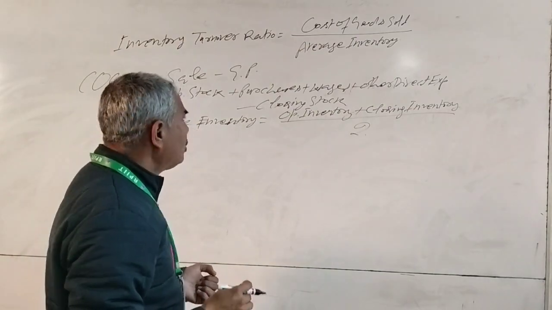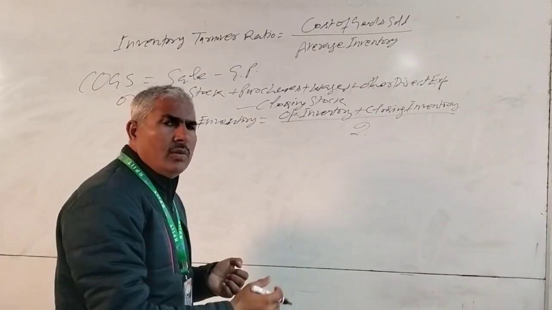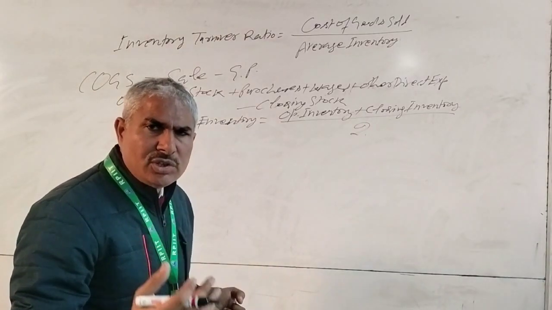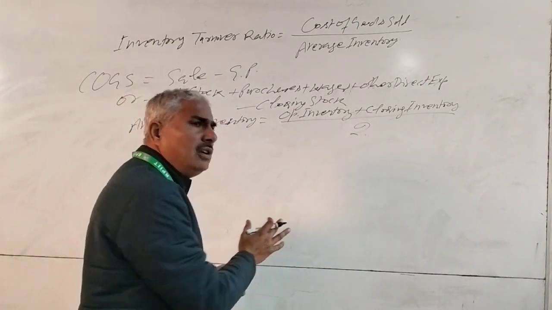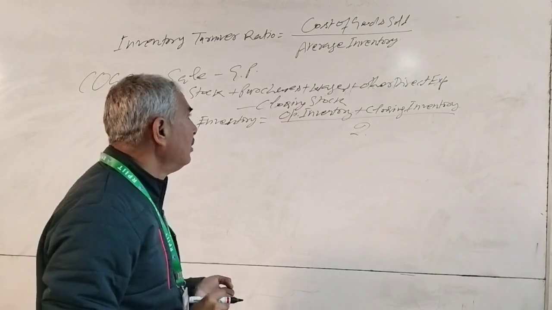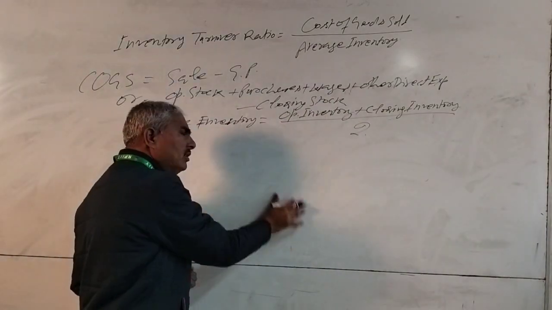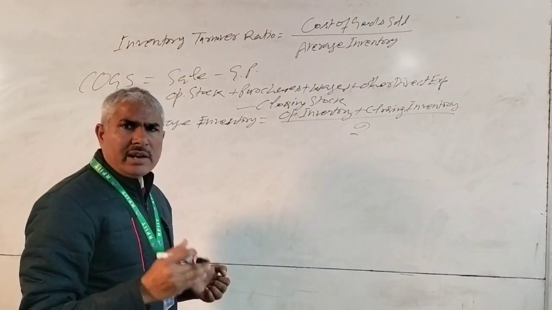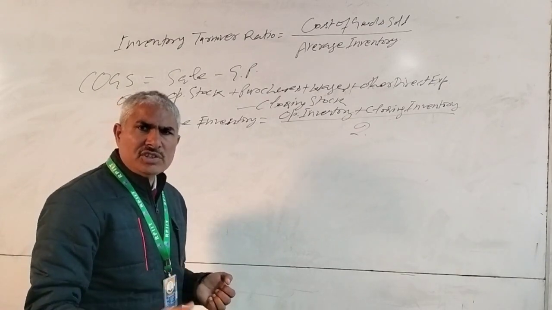Another ratio for finding the long-term solvency of the business is the debtors turnover ratio and creditor turnover ratio. For further discussion of the debtor turnover ratio and creditor turnover ratio, we will discuss in the next lecture.